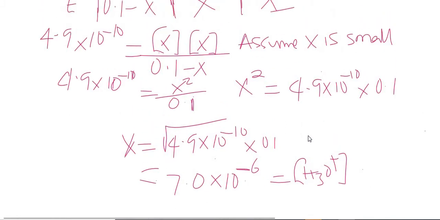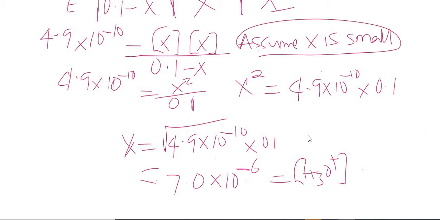So if we check the value of our x, we can see that our assumption that x is small is reasonable because when we compare 7.0 times 10 to the power negative 6 to 0.1, it is still less than 5%. So our assumption is valid. If it is greater than 5%, our assumption is not going to be valid. Then we have to solve the equation using the quadratic equation.